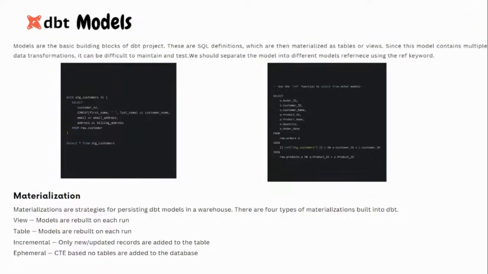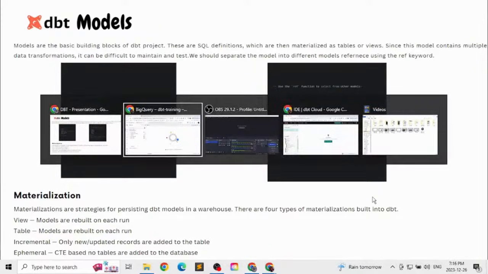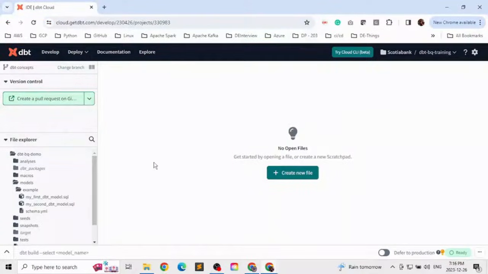Let's go to our DBT cloud. Okay, awesome. So currently we have two models, which are example models, but we're going to create another model ourselves for our understanding. As we know, in our BigQuery raw data set, we have three tables: product, customer, and orders. We're going to create a model on them.